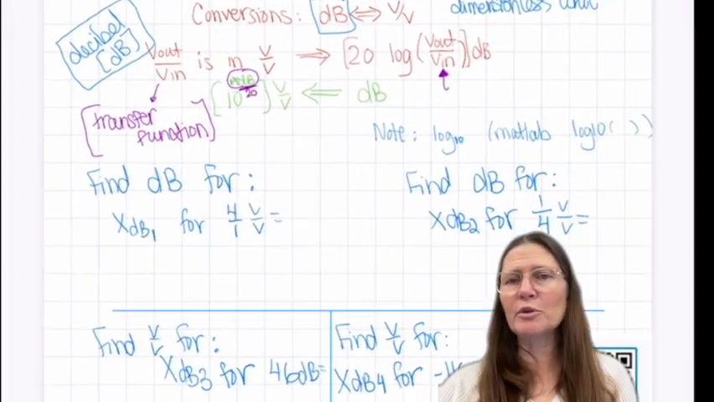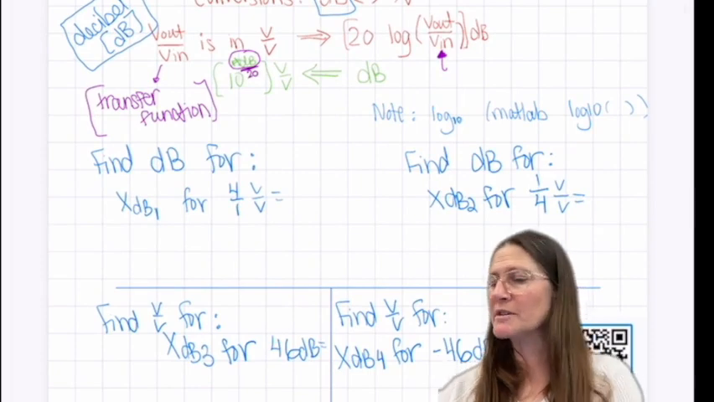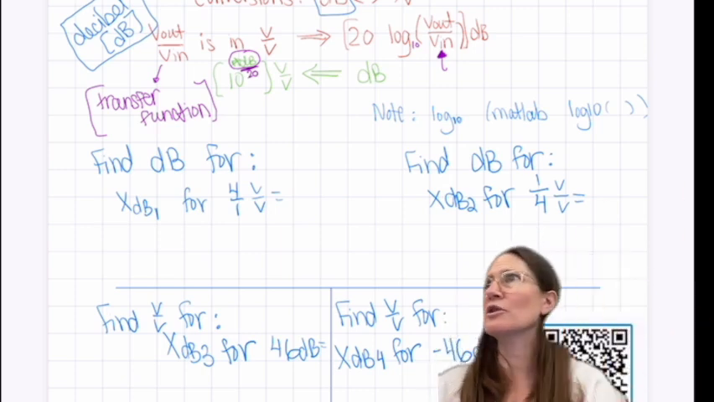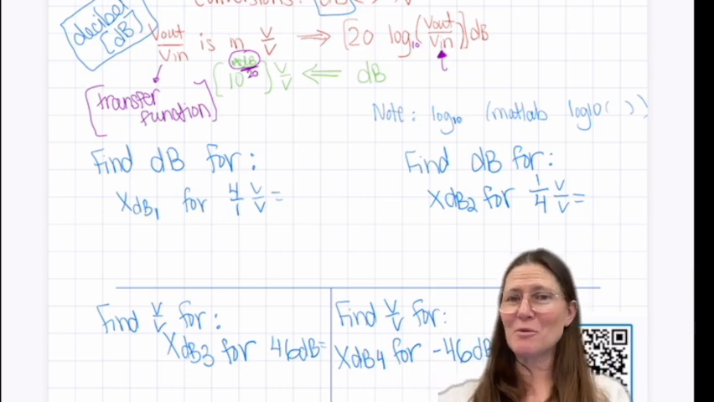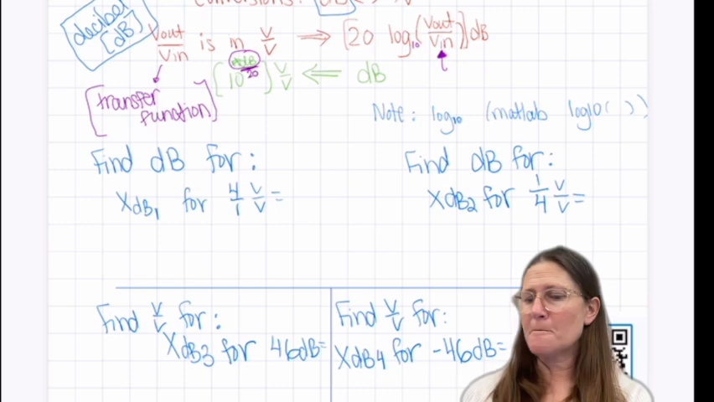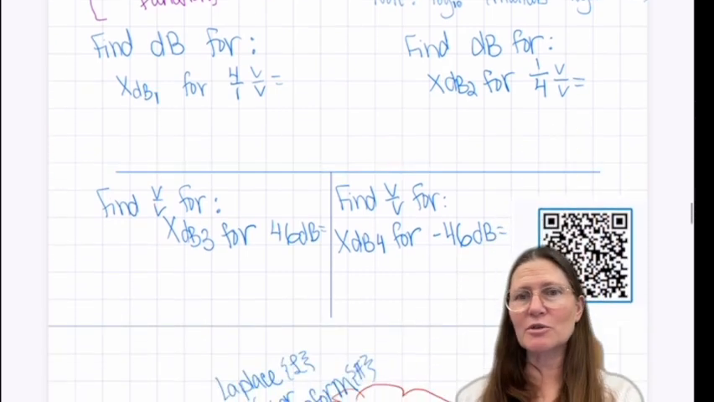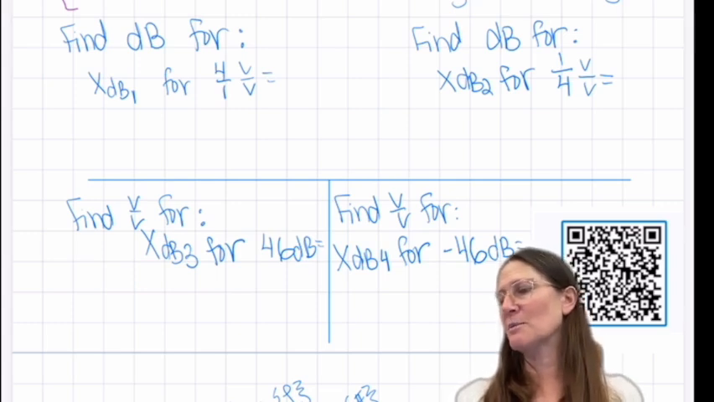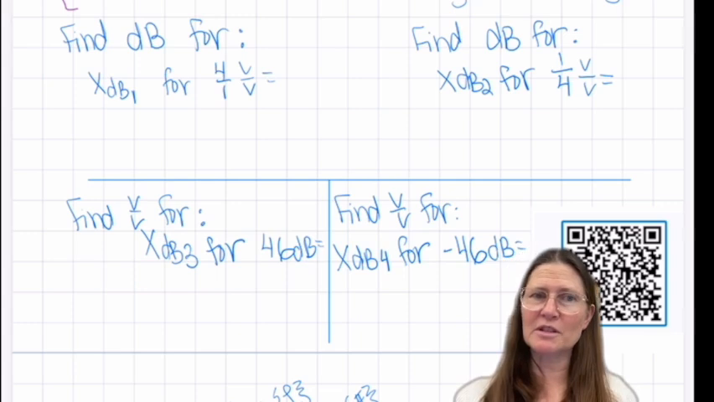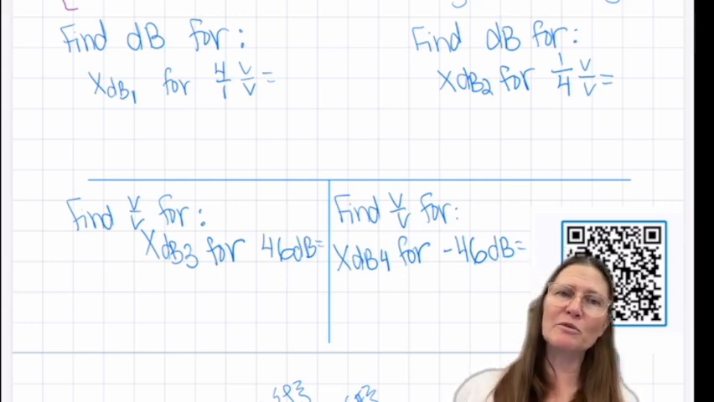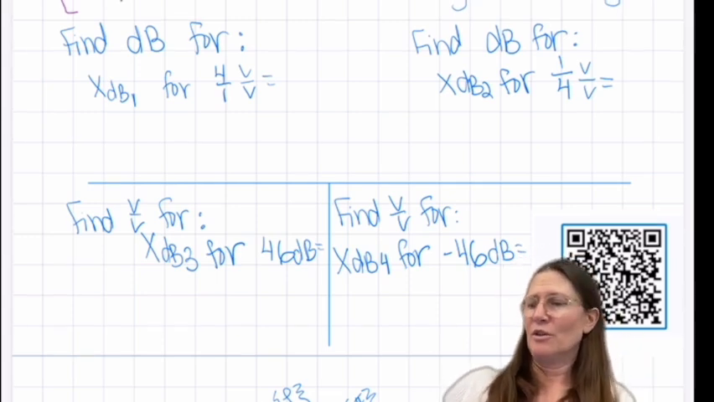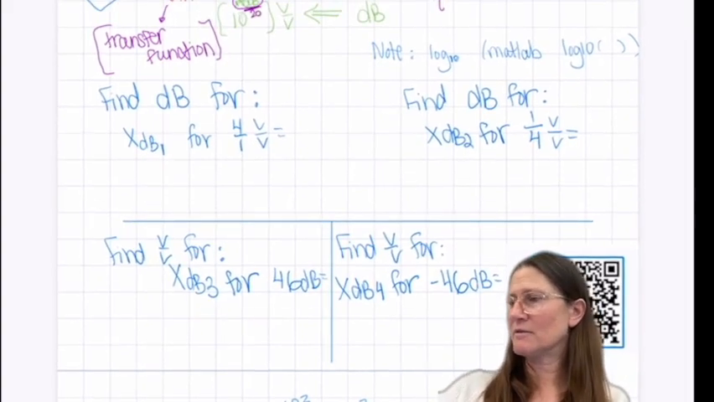Okay, so if you use MATLAB, you need to use log base 10, so it's log10 and then the number in there. Just note that. For calculators, you'll have to figure out what your own calculator does. So we're going to take a minute to do conversions. Find the dB for when you have 4 volts per volt. Find the dB for when you have 1 over 4 volts per volt. And then find volts per volt for when you have 46 dB and when you have minus 46 dB. So take a second to try to solve for those.